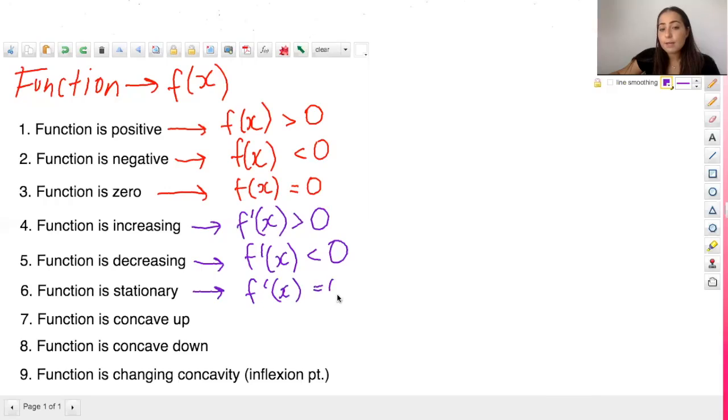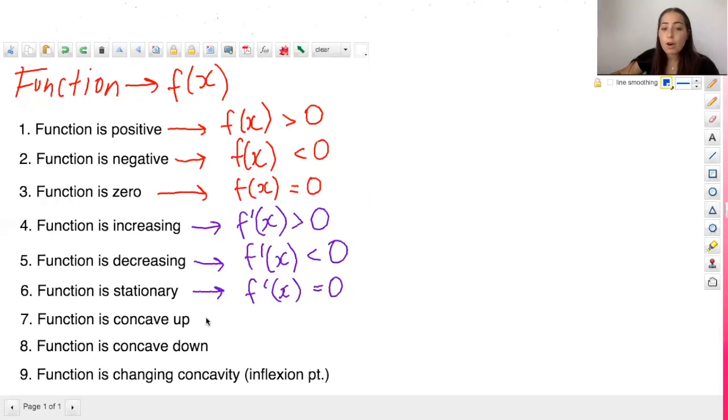And the reason is because the first derivative relates to gradient. And keywords such as increasing, decreasing, and stationary are all words associated with the gradient of a function, and hence it's the first derivative. And finally, we'll look at these ones.